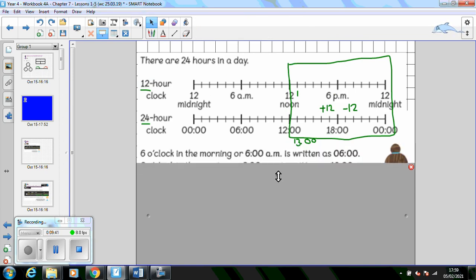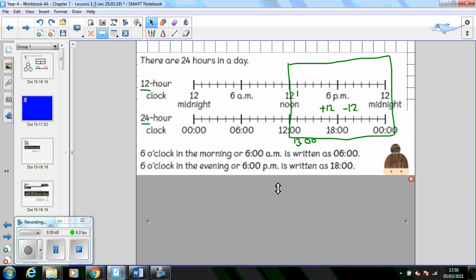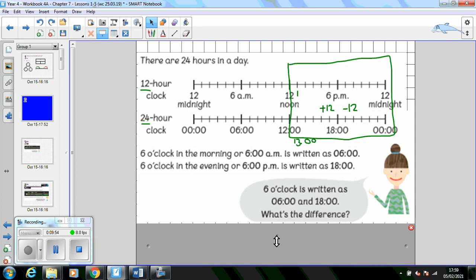So 6 o'clock in the morning, or 6 a.m, is written as 0600. 6 o'clock in the evening, or 6 p.m, is written as 1800. And I've just told you the difference. Okay, so having a little look back.